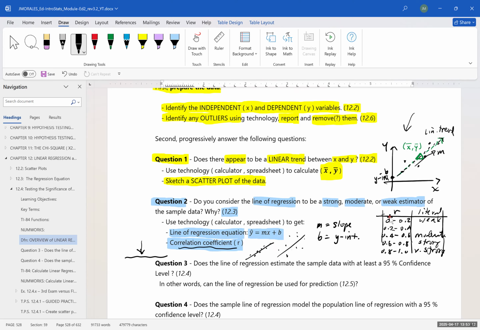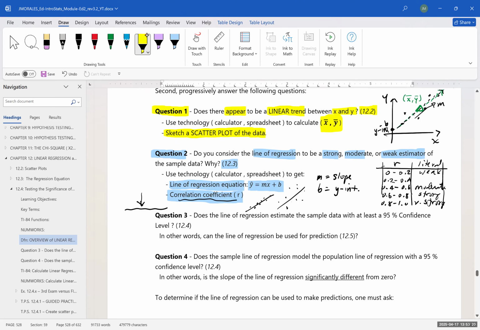Now in section 12.4 we're going to answer a couple of new questions, and these are the last two. Question 3: does the line of regression estimate the sample data with at least a 95% confidence level? In other words, can this line of regression be used to make predictions? We'll be doing predictions in 12.5, but this question sets us up for doing a prediction. Is it good enough quality that it can be used? Question 4: does the sample line of regression model the population line of regression with a 95% confidence level?